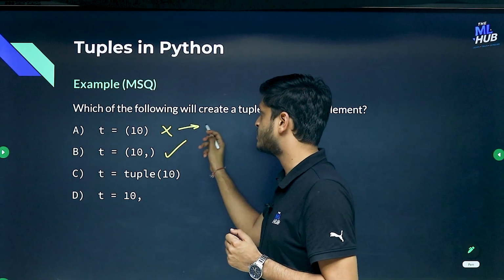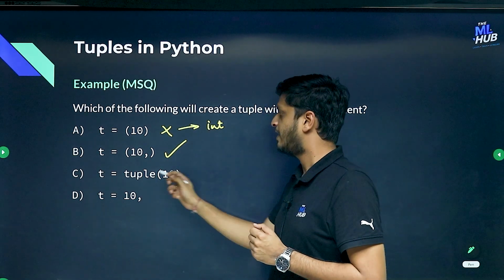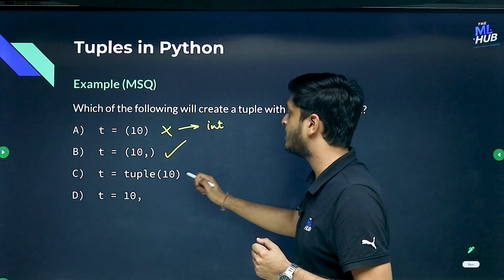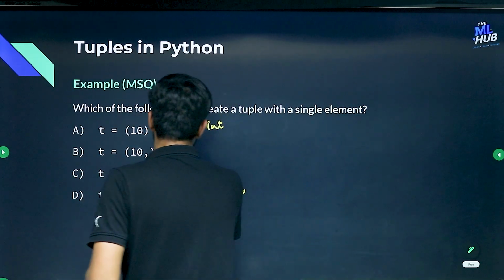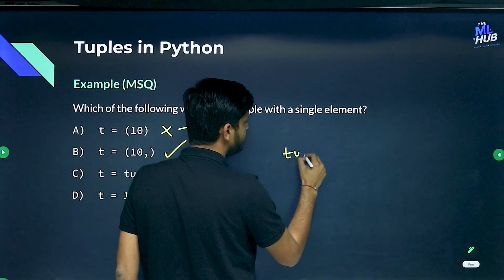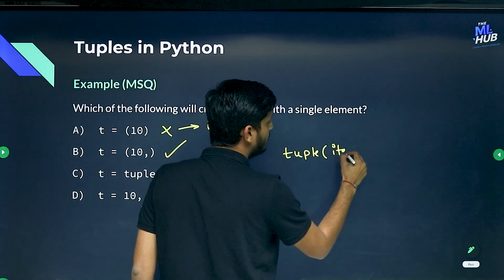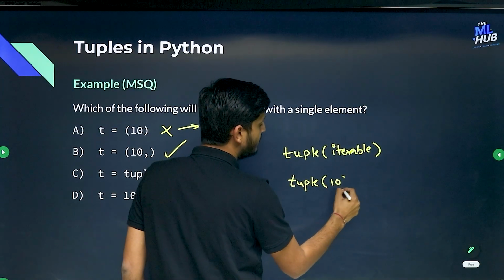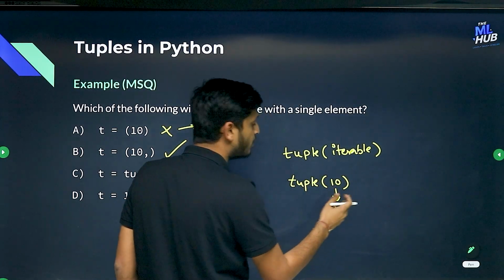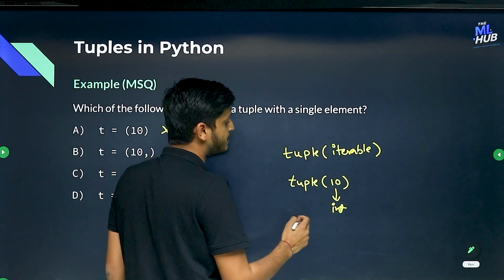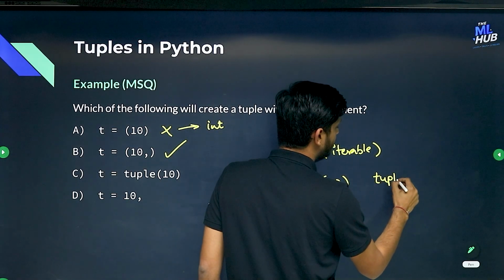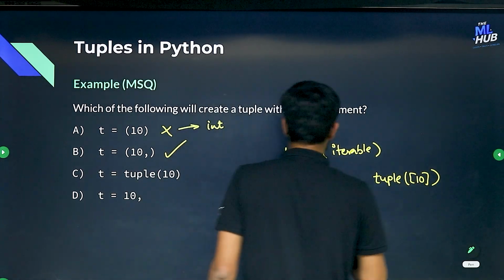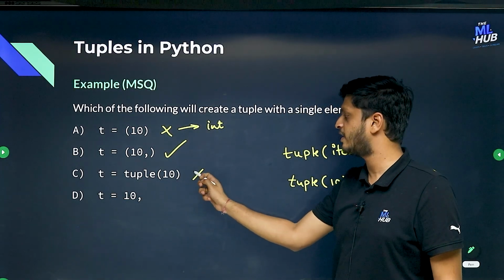This will create an integer, not a tuple. And you have tuple(10). Is tuple(10) okay? Actually no. The tuple function requires an iterable. The tuple constructor's syntax is tuple, and inside you have to provide an iterable. What you have written is tuple(10), and 10 is an integer. An integer is not an iterable. So this will not create a tuple with a single element. You have to pass an iterable. You can write it like this: tuple and then a list containing 10. But this, an integer, is not an iterable, so this will give you an error. You cannot iterate over this element. So this is not correct.